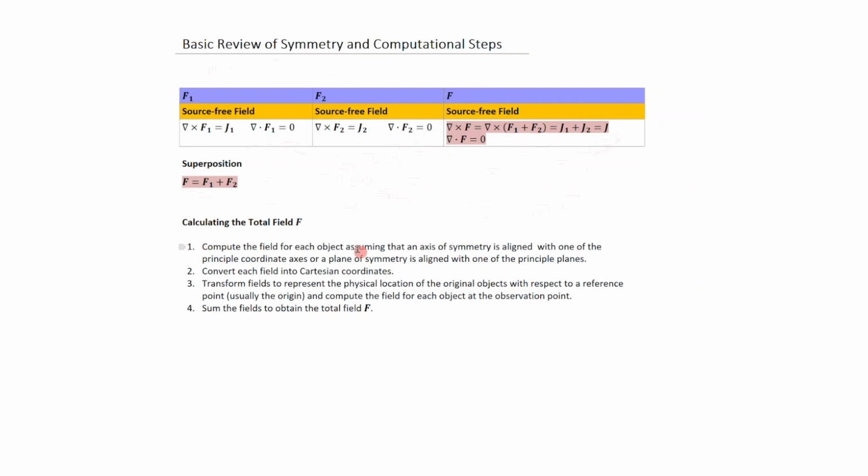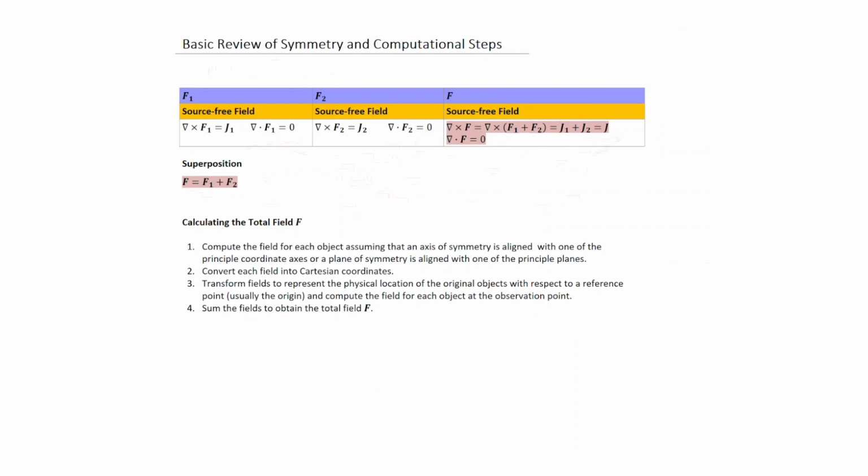I've just itemized them. The first is to compute the field for each object, assuming that an axis of symmetry is aligned with one of the principal coordinate axes, or a plane of symmetry is aligned with one of the principal planes. The reason we do this is because then we have a very standardized set of solutions that we can make use of without constantly having to redo calculations.